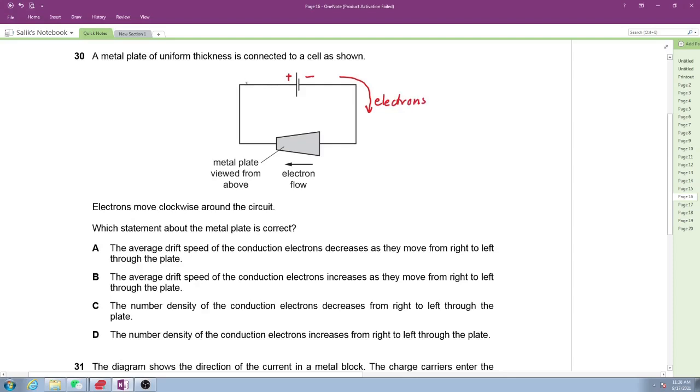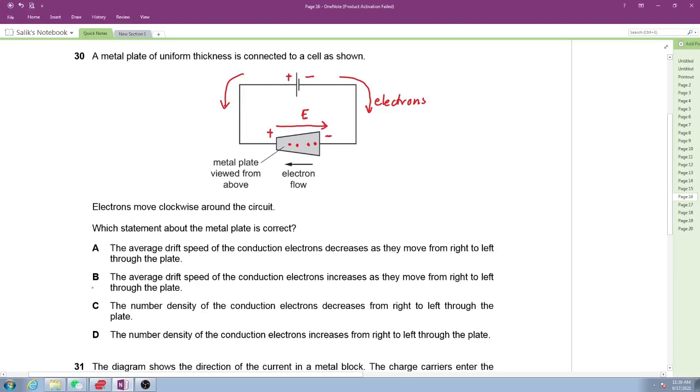While we are considering the conventional current, that one is going anti-clockwise. If we can see, this is positive, this is negative, so the electric field is set up from positive to negative here. While the electrons are moving opposite to the electric field, we get drift speed. Now, as we know, the electron moves clockwise in the circuit and the current flows in the anti-clockwise direction.